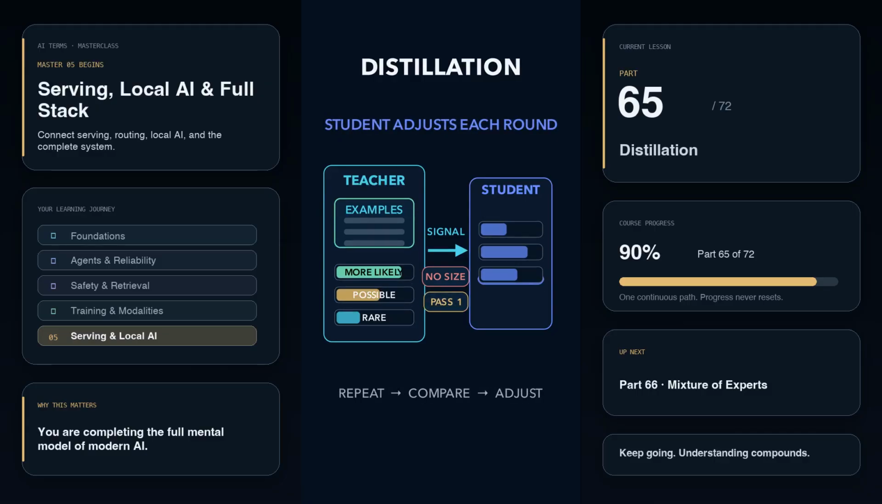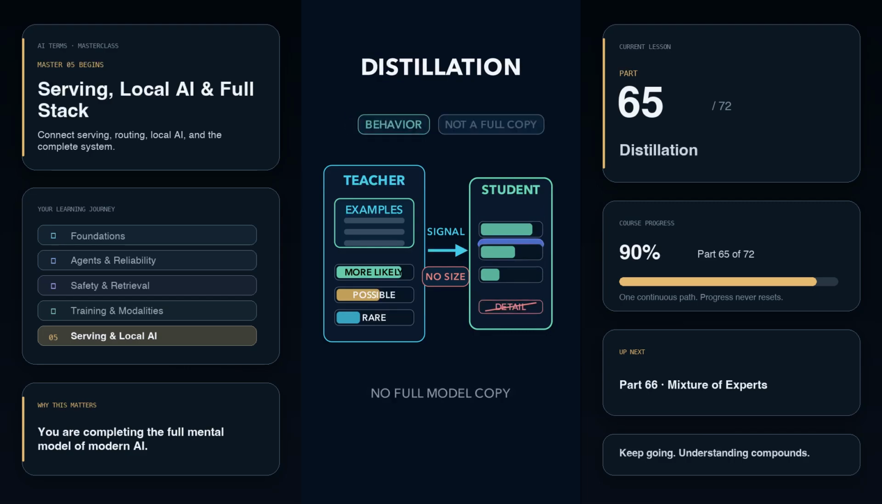Over repeated training rounds, the student adjusts. Its behavior becomes closer to the teacher's. The result is a smaller, faster model. It can preserve much of the useful capability, though not every detail. Distillation compresses behavior, not the entire model.